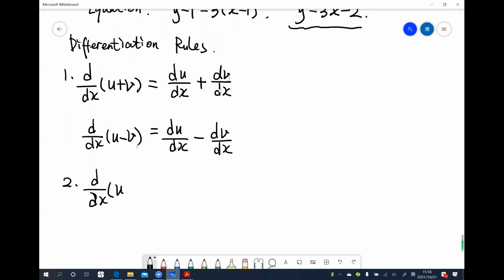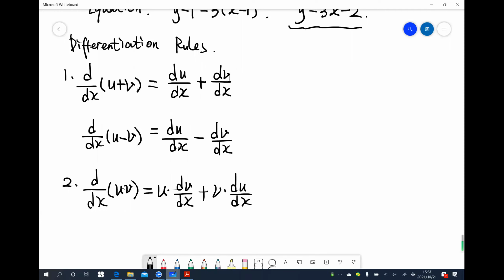That is u times v. Here, u and v are two functions of x. I will rewrite it again here: d(u times v)/dx equals u times dv/dx plus v times du/dx.